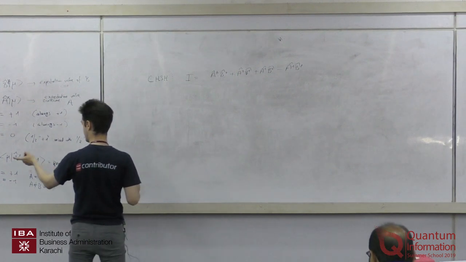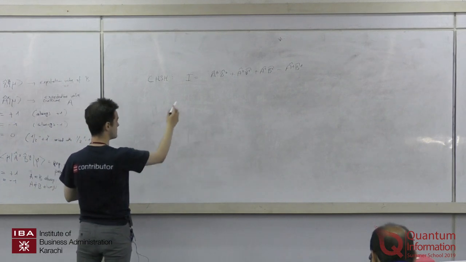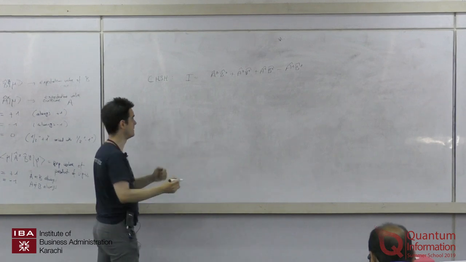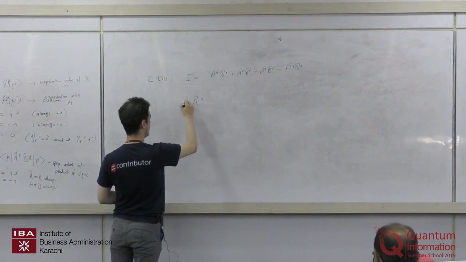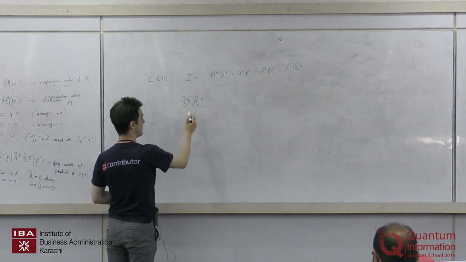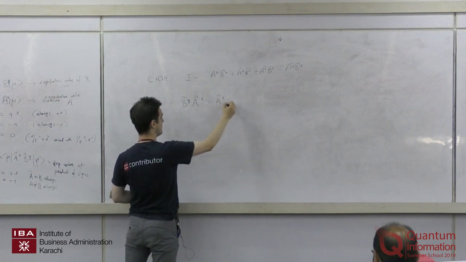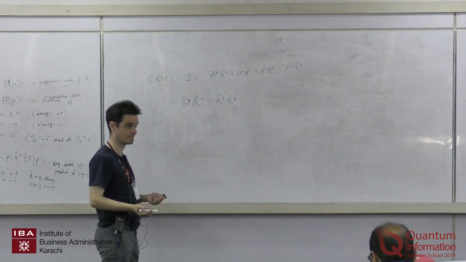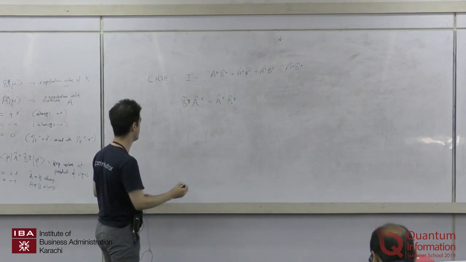Now I'm going to list again what the algebraic relations between those operators are. The first thing is that if I have A_x and B_y, and B comes before A, I can rewrite that by switching the order because they commute, because A and B are measurements on two different subsystems.